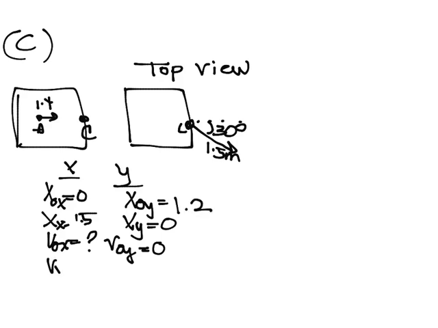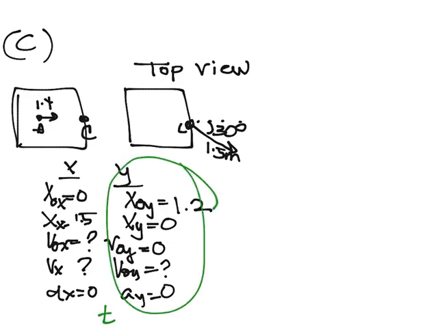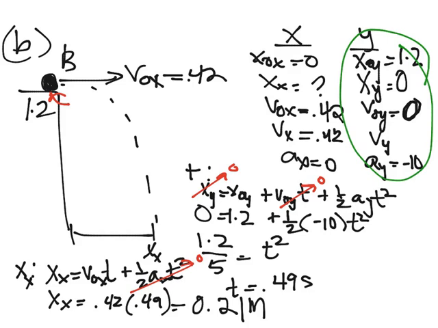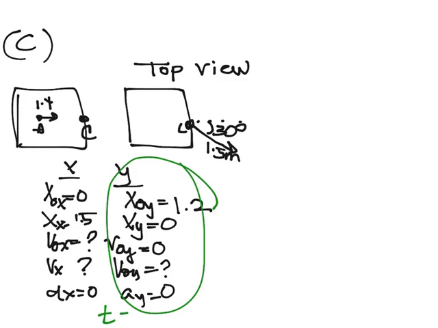Now I have Vx still unknown, V naught y is unknown, and Ax, of course, is 0, Ay is equal to 0. Okay, so it looks like we still have enough information in the y direction to figure out time. And if you look at this, and you look back to part B, it's all the same information. All the same information in the y direction means the time should be the same. So we already automatically know t is 0.49 seconds.